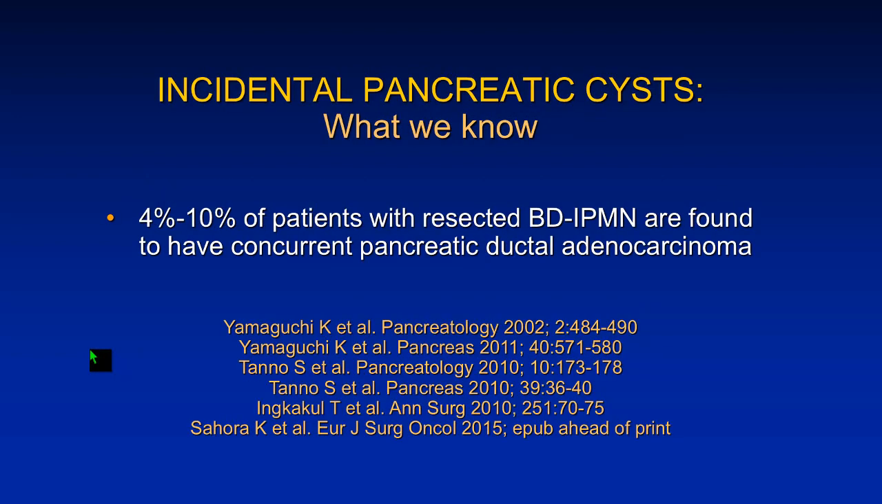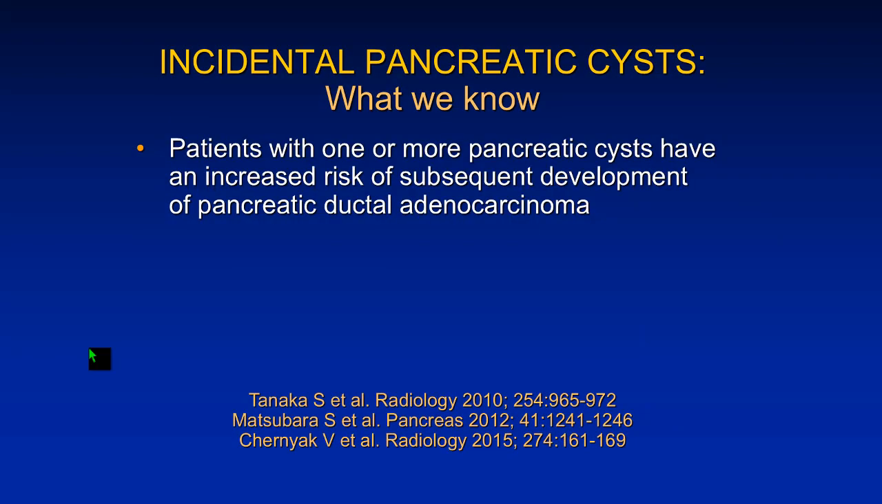Now, another fact that is disturbing, that has come to light over the last 5 to 10 years, is that a small but substantial percentage of patients who go to surgery to have a branch duct IPMN resected are found to have concurrent pancreatic ductal adenocarcinoma. In addition to that, other studies have shown that patients who have one or more pancreatic cysts have an increased risk of subsequently developing a pancreatic ductal adenocarcinoma. So this is kind of disturbing.